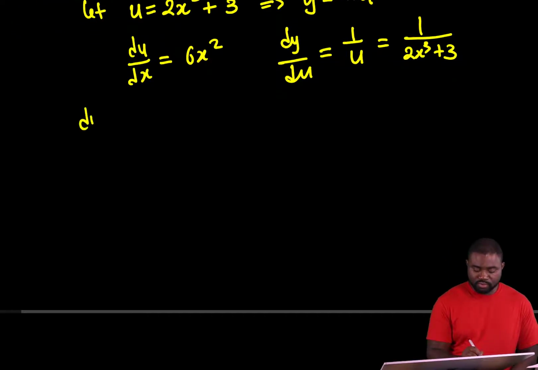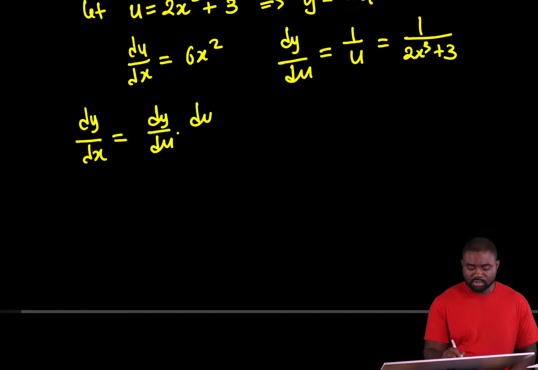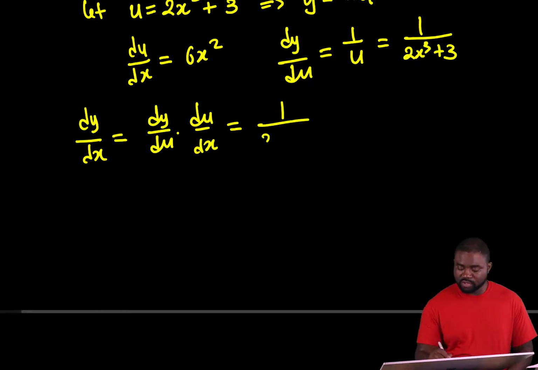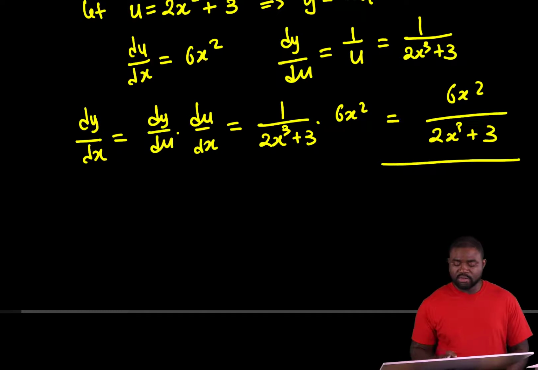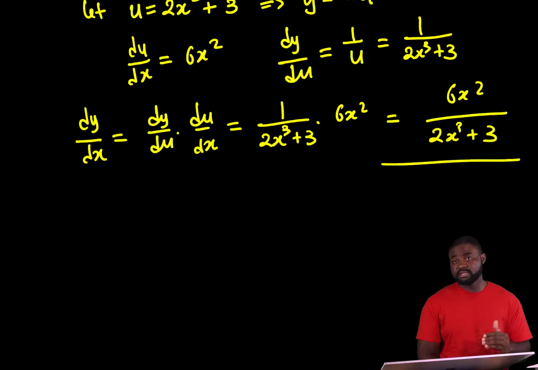Hence, per the chain rule, dy/dx is equal to dy/du times du/dx. dy/du is 1 over 2x cubed plus 3 multiplied by du/dx, which is 6x squared. And this will give us 6x squared divided by 2x cubed plus 3. Now, this is actually following the procedure step by step.